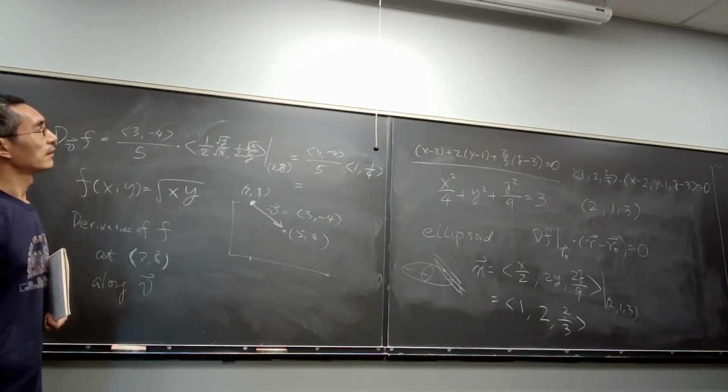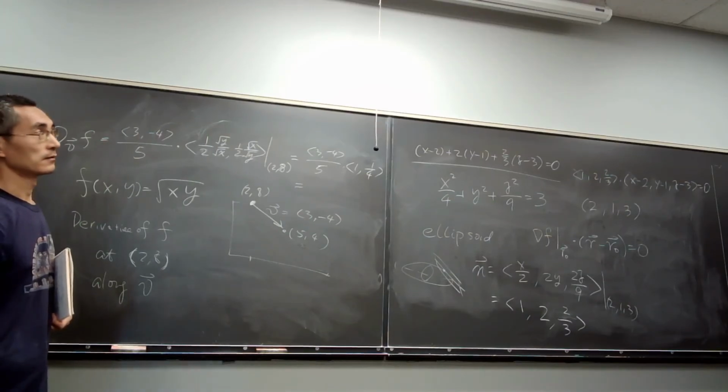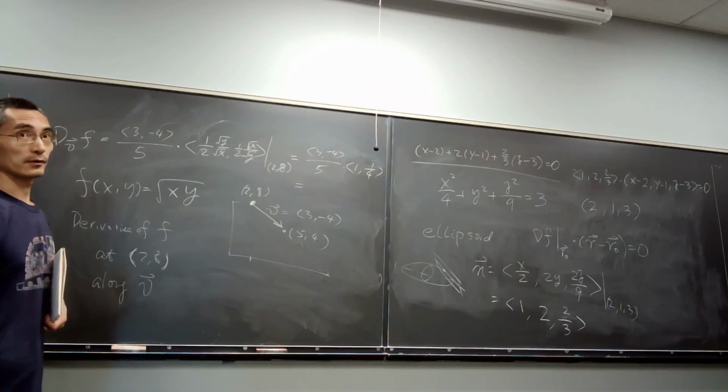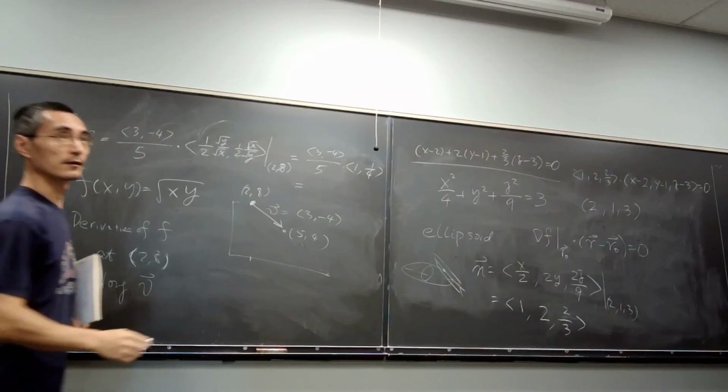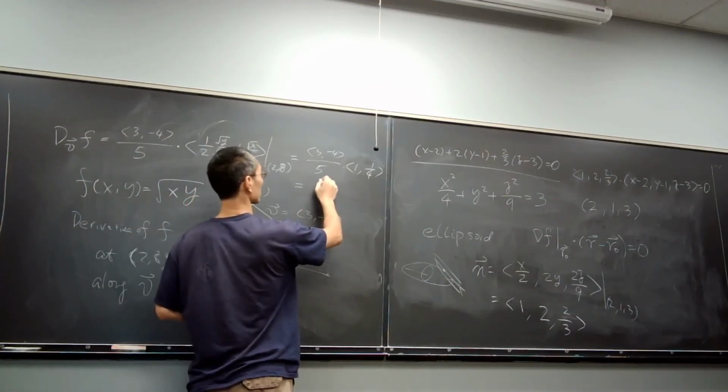v is 3/5, 4/5. You need to do the dot product, okay, right? 3 minus 1. So you get 2.